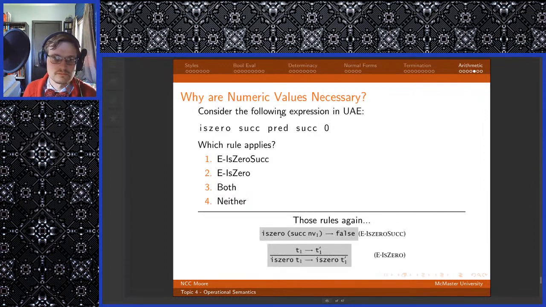Yes. So, how much time do we have? Okay, we have enough time for this. Consider the following expression in UAE. Is 0 successor, predecessor, successor 0? Which rule applies? E is 0's successor, E is 0, both or neither.